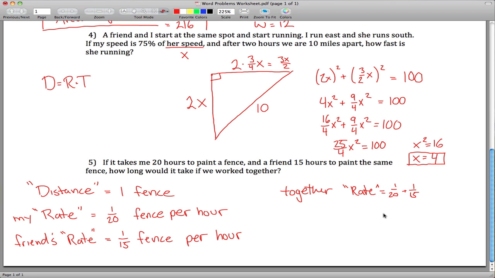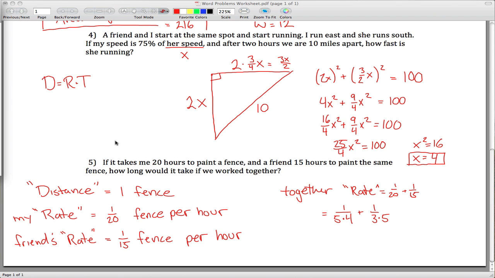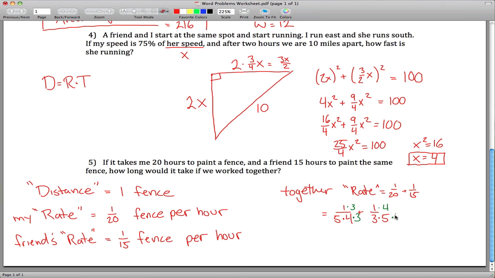It'd be nice to simplify this. Let's see. Maybe instead of 20, we can think about that as 5 times 4. And instead of 15, we can think about that as 3 times 5. So to get a common denominator, over here we're missing a 3, so we'll multiply by 3 over 3. And over here we're missing a 4, so we'll multiply by 4 over 4. And if you do that, we have this common denominator of 3 times 4 times 5, which ends up being 60. And then up top we got 3 over here and 4 over here, so we get 7. So our combined rate, if we work together, is 7/60ths of a fence per hour.